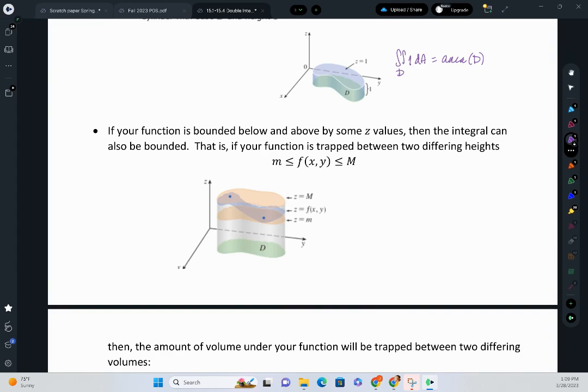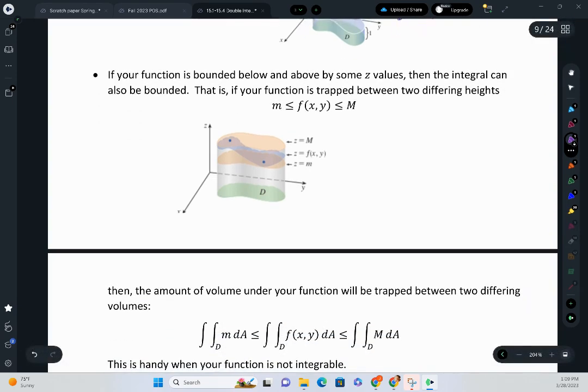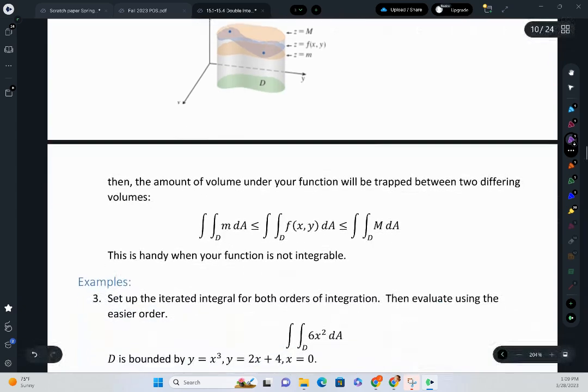If our function is bounded below and above by some z values, where the z values are constants, then the integral can also be bounded by the integrals of those constants. So right here, I've got a function f of x, y. You can kind of see it's the blue that's in between two beige z values, little m and big M. So we get this inequality that our function over the region that we're concerned with is always between some horizontal plane little m and some horizontal plane big M. That means we could just double integrate all pieces of the inequality to come up with this new inequality.